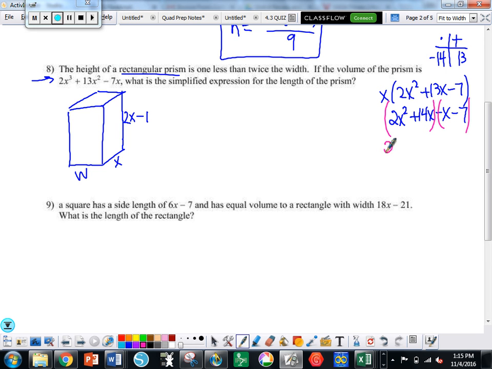On the first group, pull out a 2x. We are left with x plus 7. On the second group, pull out a negative 1. We are left with x plus 7. So I think we've got it pretty much factored now. Let's set up the problem.